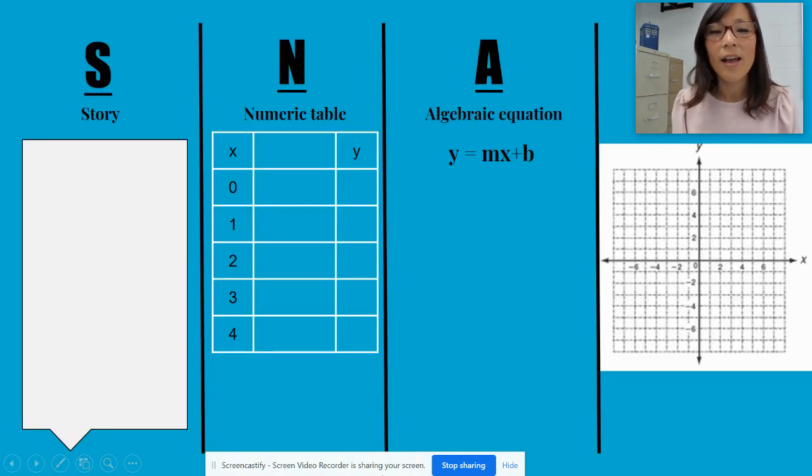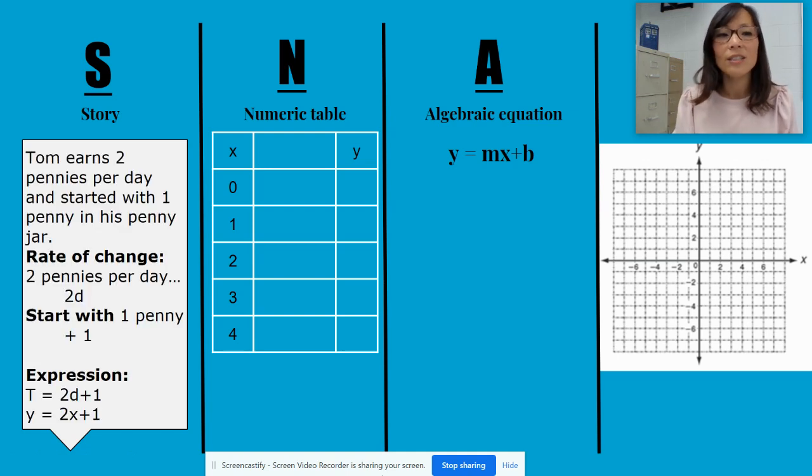So the first letter I have here is S, which stands for story or situation. Our situation is that Tom earns 2 pennies per day, but he started with 1 penny in his penny jar. The rate of change is 2 pennies per day, and we represent that with 2 times, let's use the variable D for day, 2 times the number of days. However, he started with 1 penny, so he already has a penny, plus 1.